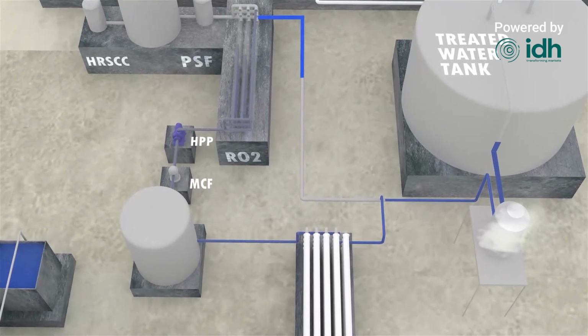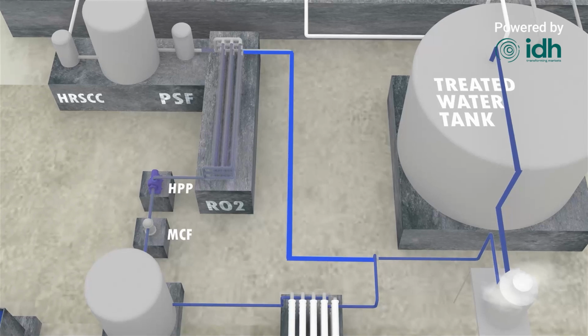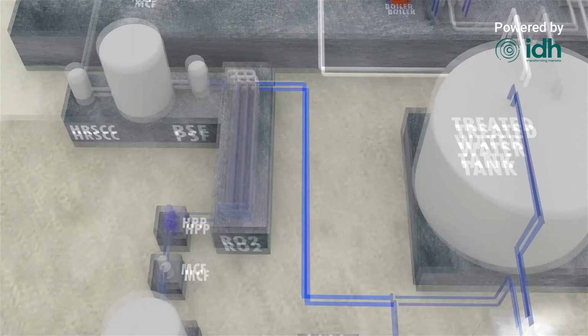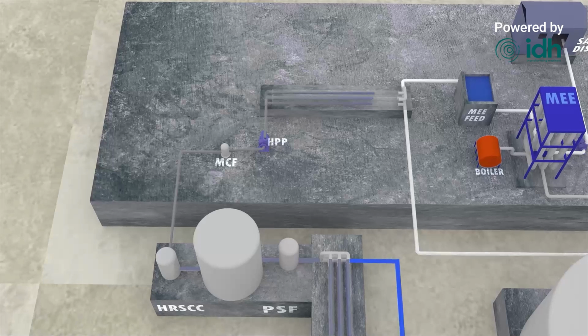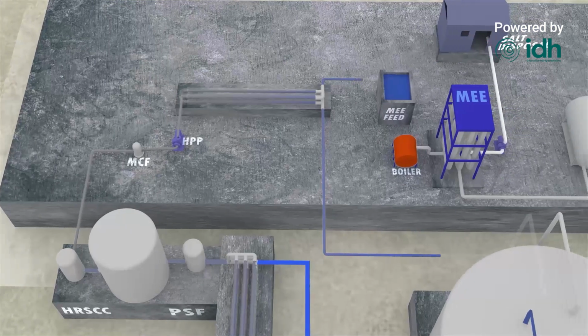The remaining brine from RO2 is sent to a high-rate solids contact clarifier, HRSCC, for additional treatment, then cooled and collected in the RO3 feed tank. Here, the water is filtered through a pressurized sand filter and another MCF before the final high-pressure pump forces it through the RO3 membranes, producing ultra-pure water for the permeate tank. The concentrated reject is directed to the MEE feed tank for further mineral recovery.